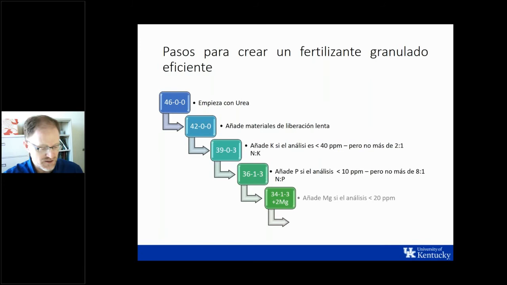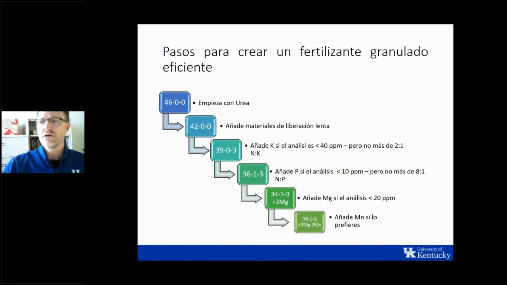Last, or second to last, add magnesium if the soil test is less than 20. Okay, this will almost never happen because your soil test will almost always be above that number. But if it is, and you feel the need to apply it, then apply a couple units, 1 or 2 units of magnesium. And again, the 36 has to be reduced, or some number has to be reduced. I'm reducing the nitrogen to a 34. And the last step is add manganese if desired.